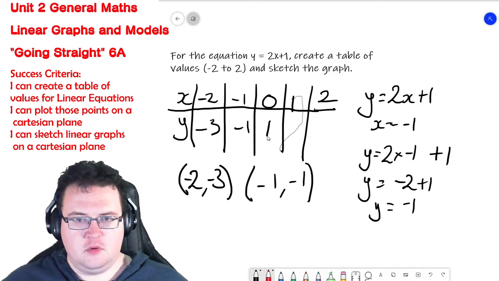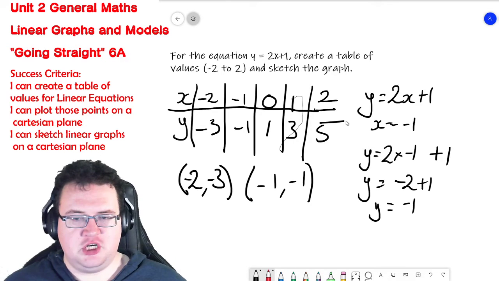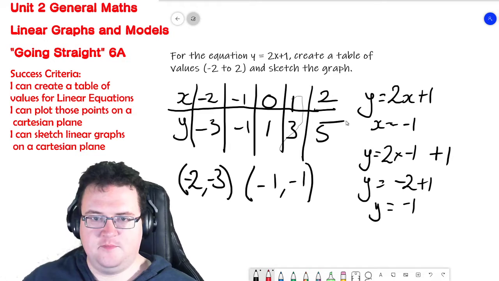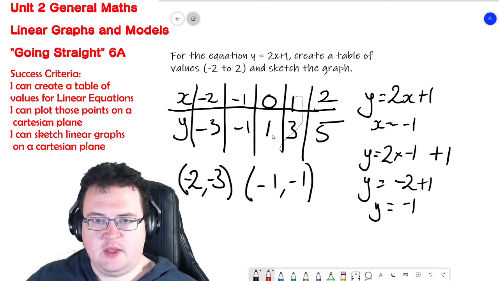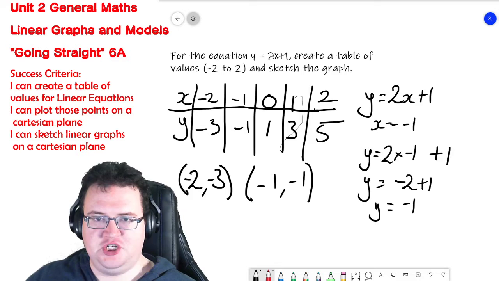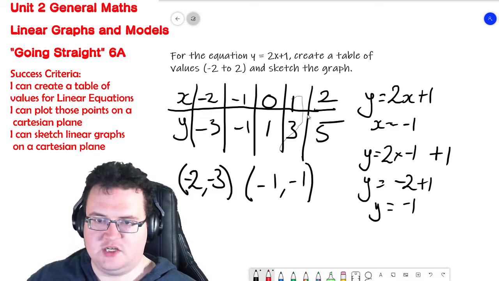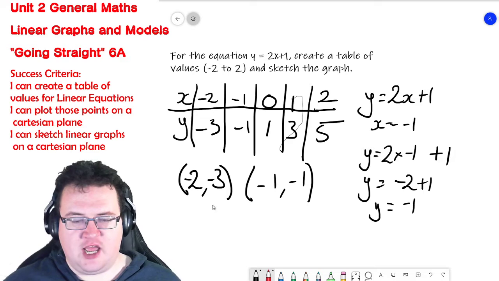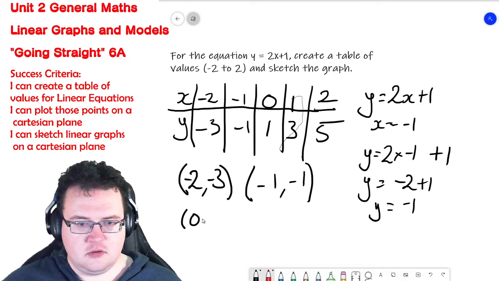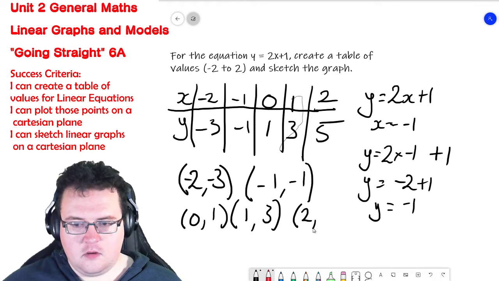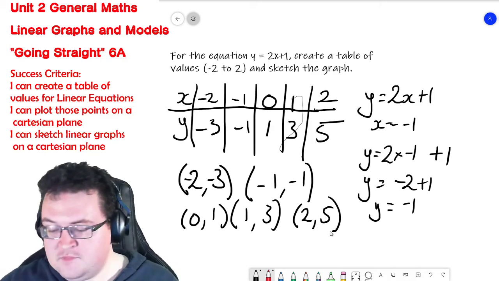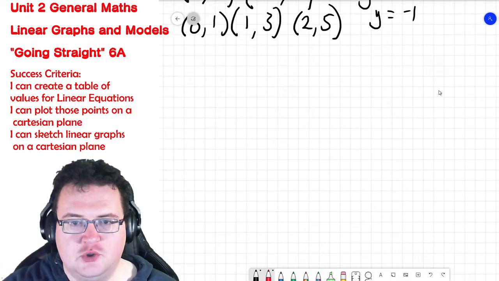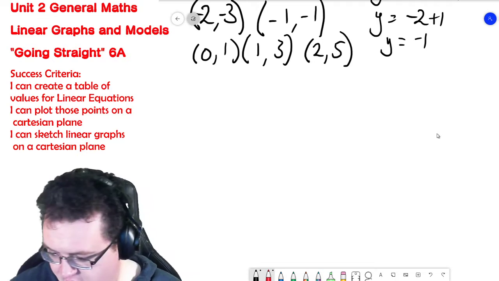Now, from sheer experience, I know that those are the last 3 numbers, because each single time it is going up by the gradient value, which is 2. So -3 to -1 is 2, -1 to 1 is 2, 1 to 3 is 2, 3 to 5 is 2. Now that I have these numbers, I can create my ordered pairs, and now I can go down and draw myself a graph.